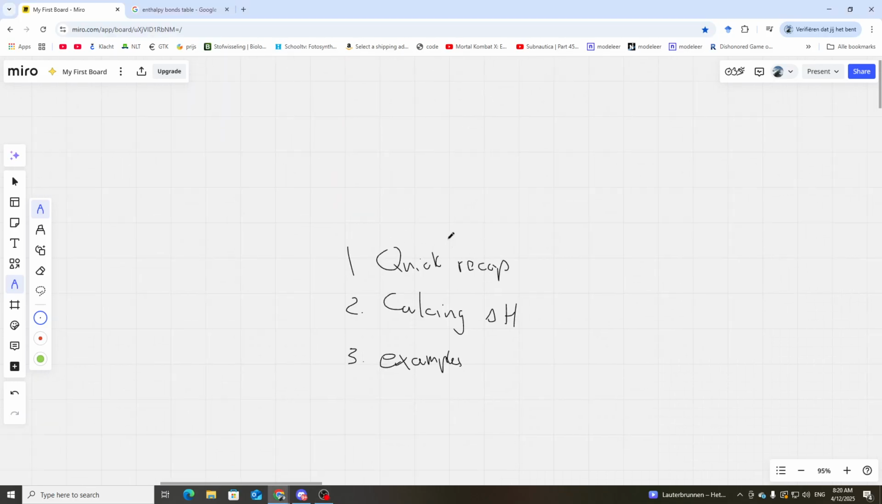All right, here we go again. We're going to continue with enthalpy. And now, specifically, we're going to do a quick recap on enthalpy so that we are on the same road. And then we're going to start calculating specific numbers of delta enthalpy. And I'll give you some examples of how to do these calculations.